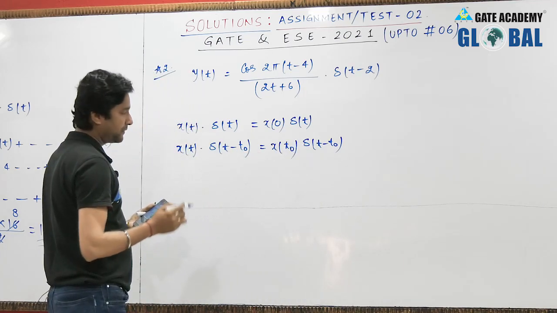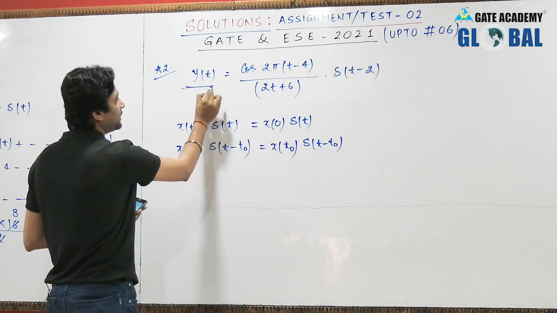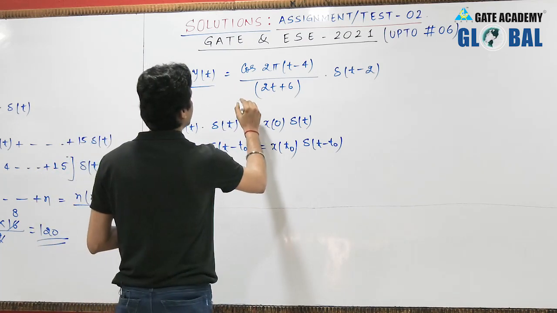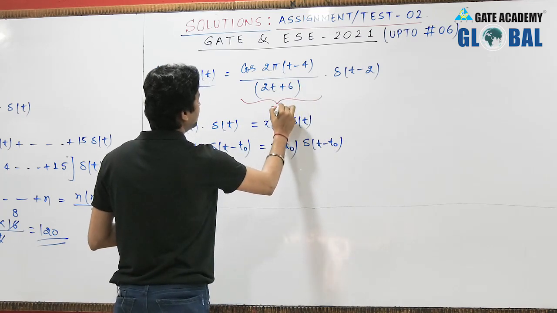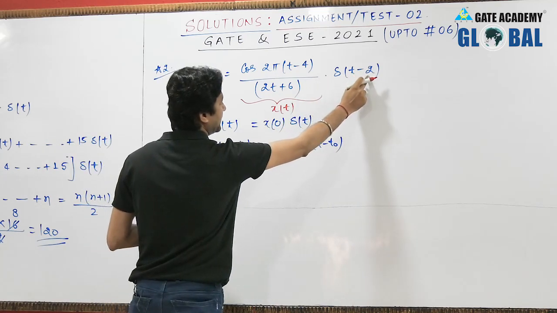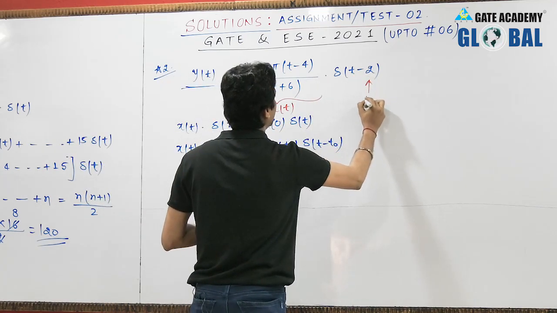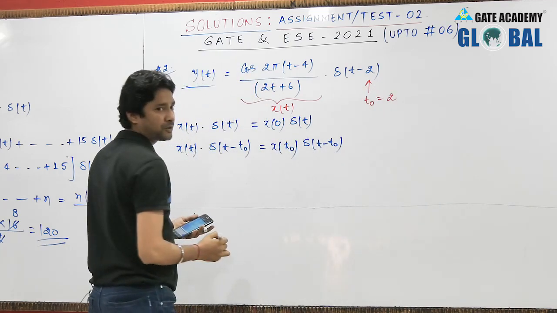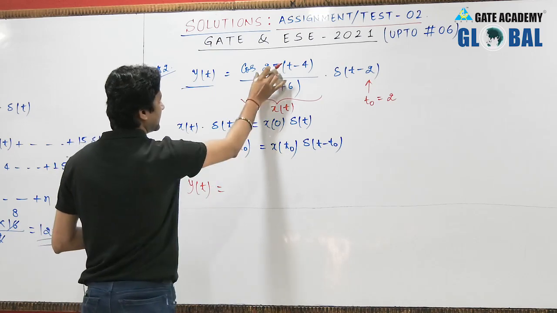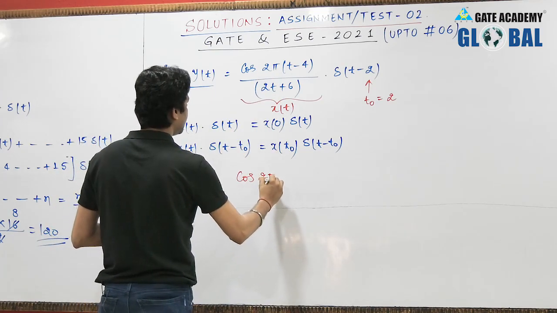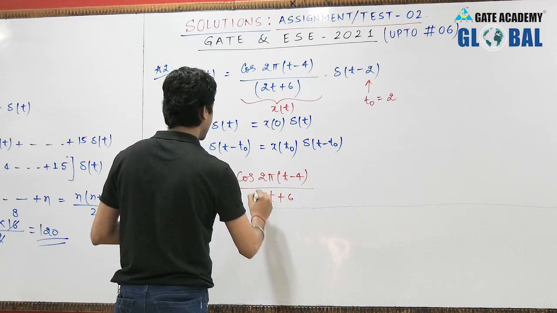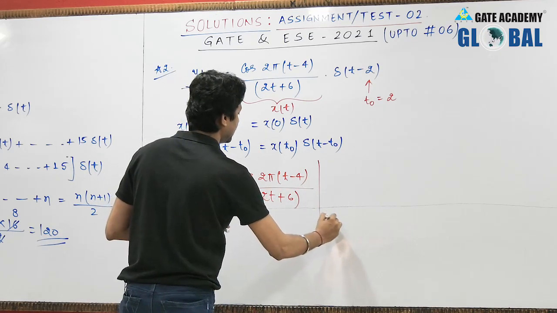So now if you see the question, we have to find out the value of y of t, where if you consider this part as x of t, then this signal y of t is defined as x of t into del of t minus t naught. Therefore, you can say that the value of t naught is 2. So if t naught is equals to 2, then y of t is equal to the value of this signal cos of 2 pi times t minus 4 divided by 2t plus 6 at t is equals to t naught, that is t is equals to 2.